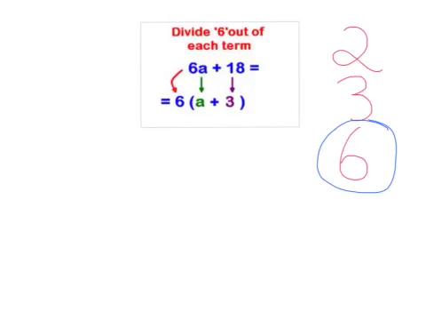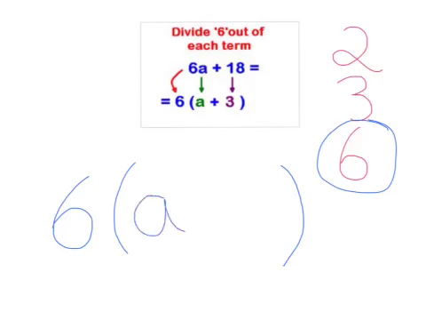So, because I'm going to divide them both by 6, the 6 goes outside of the bracket. Fill in my brackets. What do I times 6 by to get 6a? And what do I times 6 by to get 18? So 18 divided by 6, which would give me my 3.